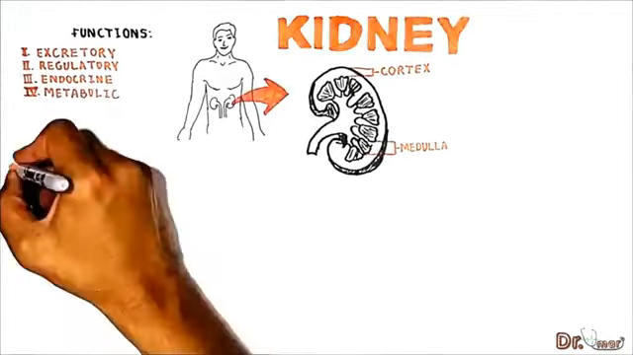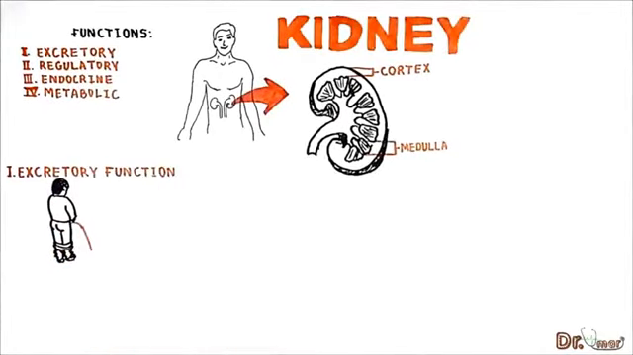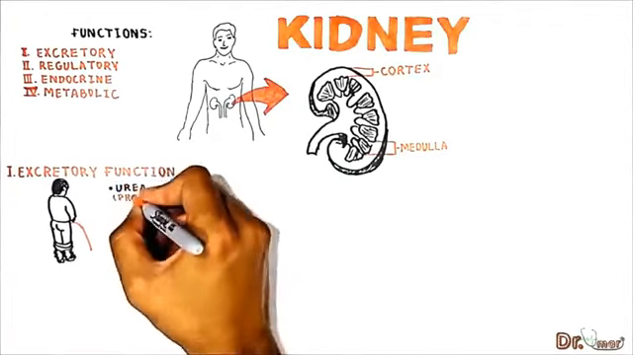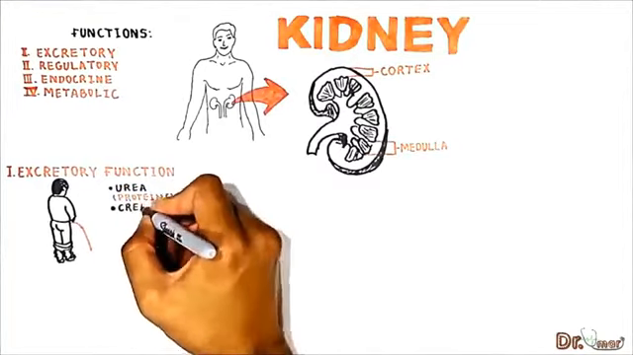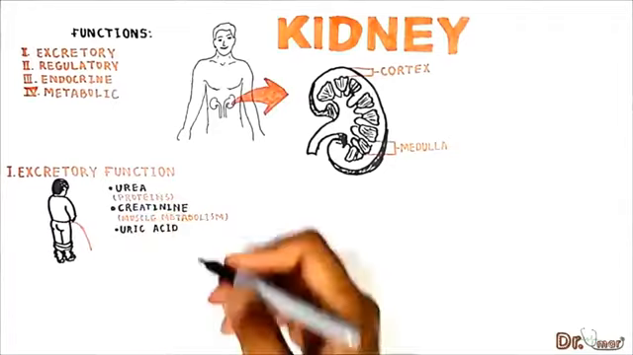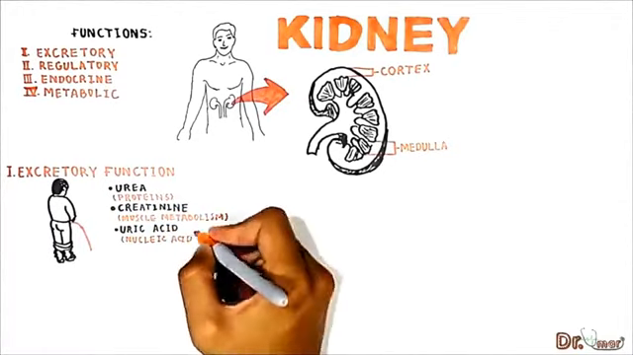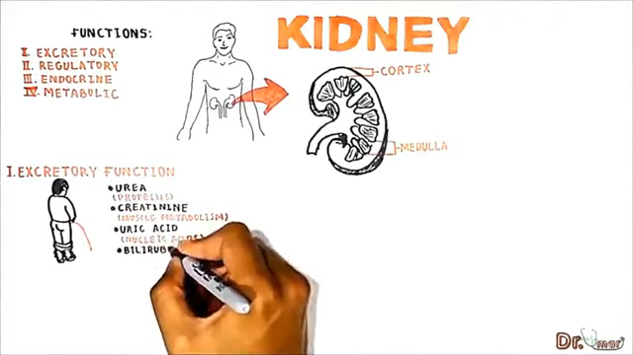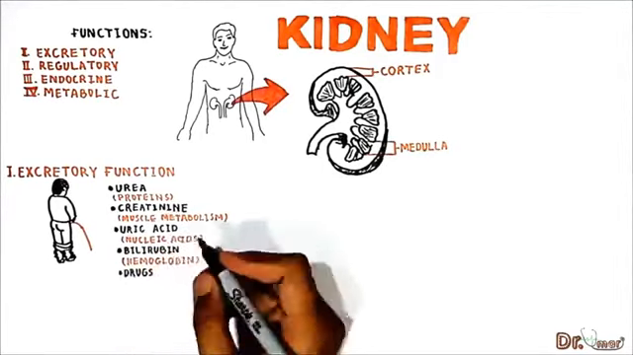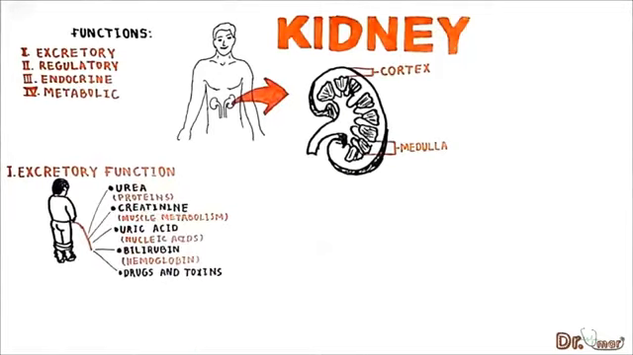First, let's talk about the excretory function. Excretory function involves excretion or removing of metabolic waste products eliminated in urine like urea, which is the waste from protein metabolism, creatinine from muscle metabolism, uric acid from the breakdown of nucleic acids, bilirubin from the breakdown of hemoglobin, and some foreign substances such as drugs and toxins.